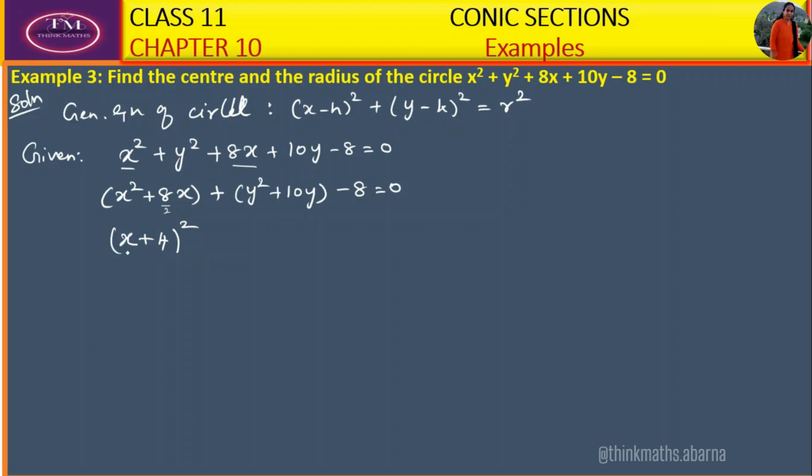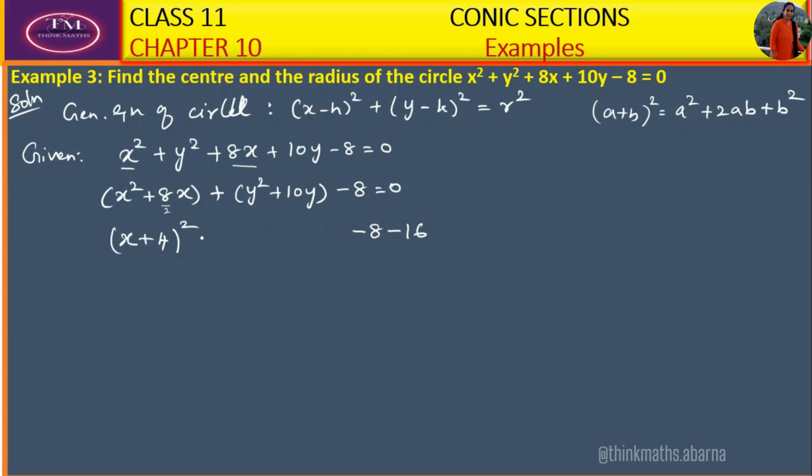In x plus 4 whole square, what is a plus b the whole square? A plus b whole square is a square plus 2ab plus b square. So we have a square is x square, 2ab is 8x, and we will have an extra b square, which is 4 square. So we will have 16 extra. So we have to remove that. So along with minus 8, we have to remove that 16.